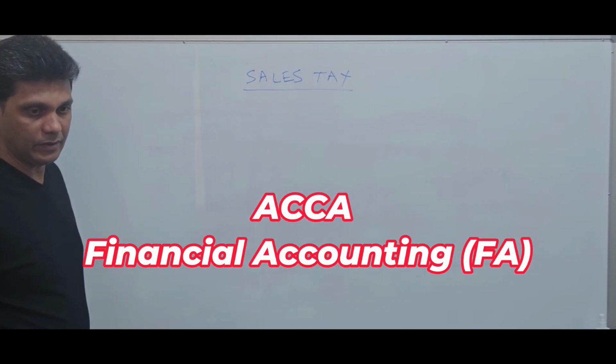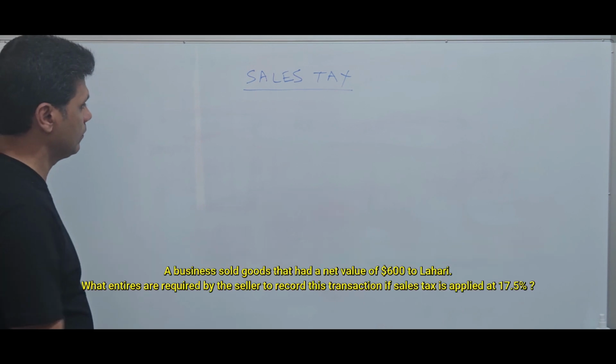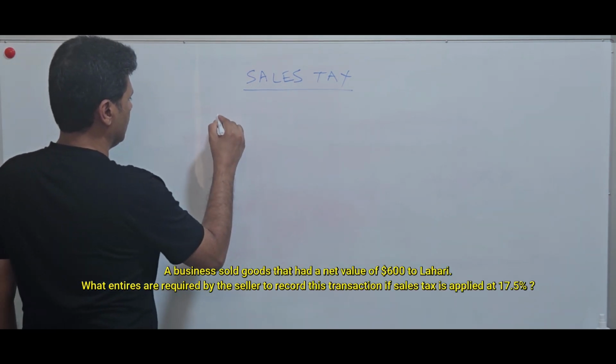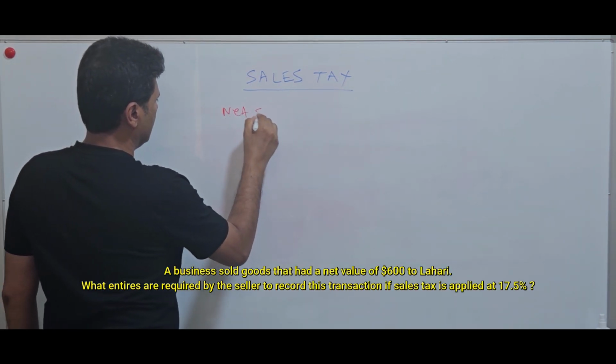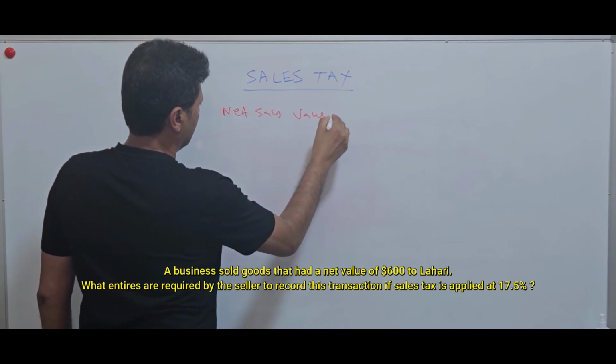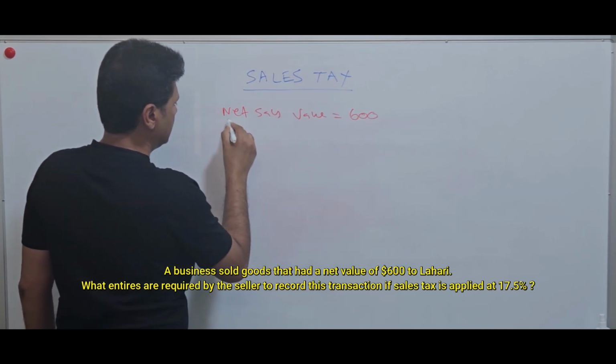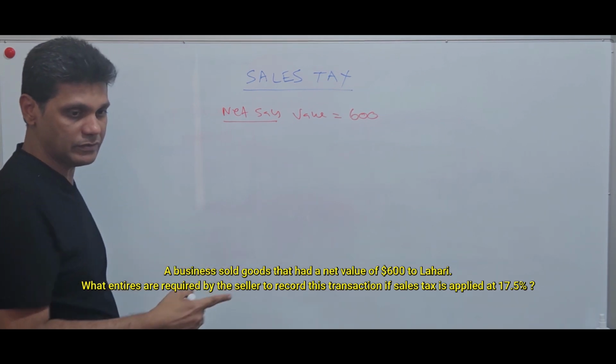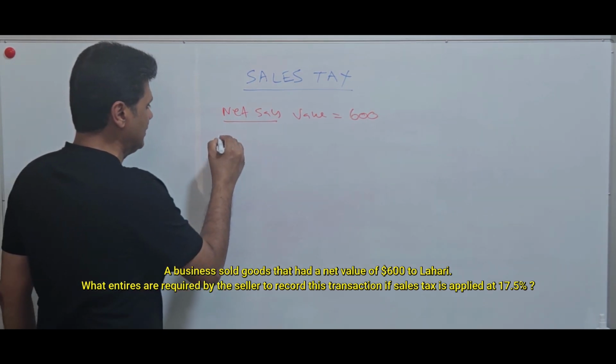What is the question? Can you read out for me? A business sold goods that had a net value of 600 to Lahari. Net sales value, right? Yeah. So here the net sales value is not net of sales tax, right? Yeah. So this means this is the list price.